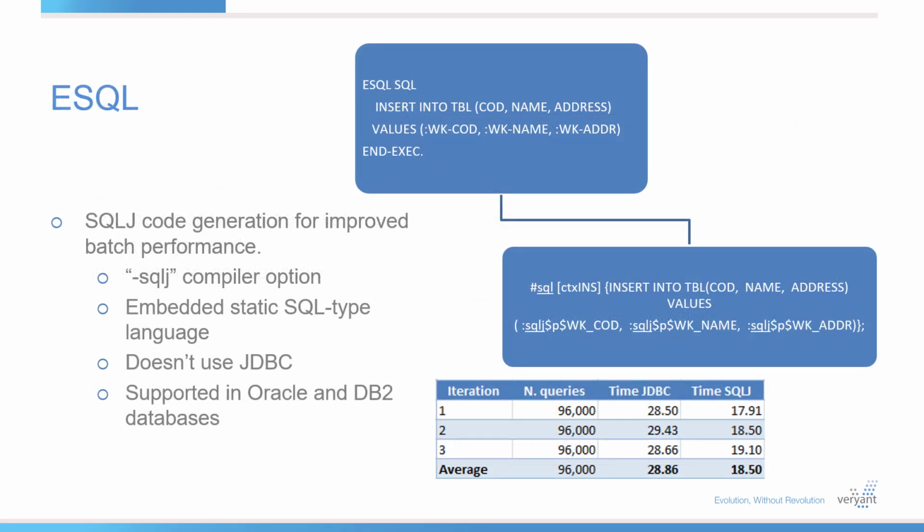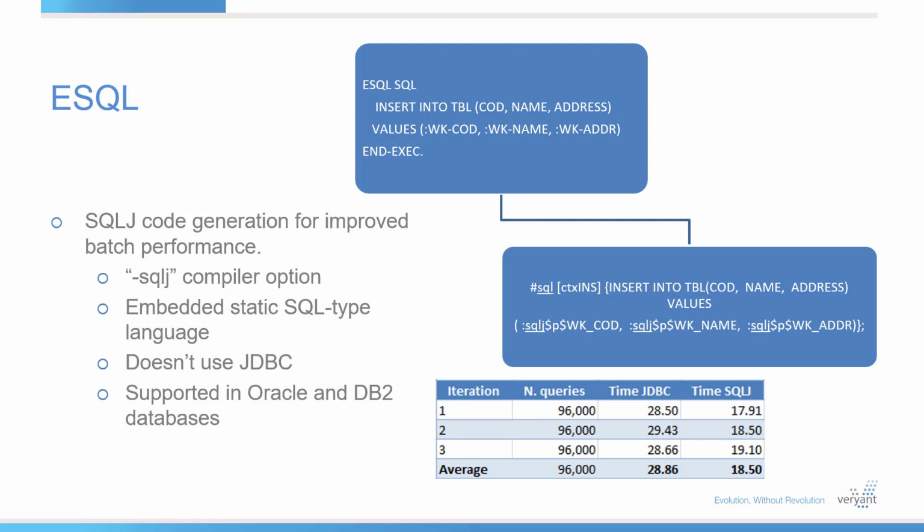Now, if you run batch programs containing embedded SQL and access data from an Oracle or a DB2 database, now you can use SQLJ to cut your processing time. SQLJ bypasses the JDBC connection step, and our tests show that it can save you almost 40% of your processing time. To generate SQLJ code for your embedded SQL, use the -SQLJ compiler option. The compiler will write the SQLJ source and use the SQLJ translator to create a class and a profile file.